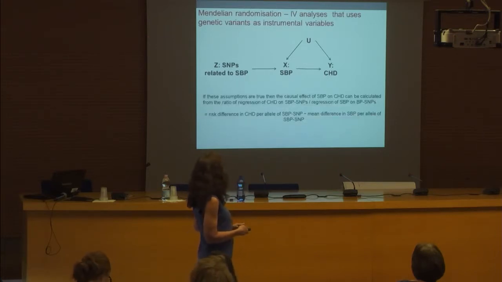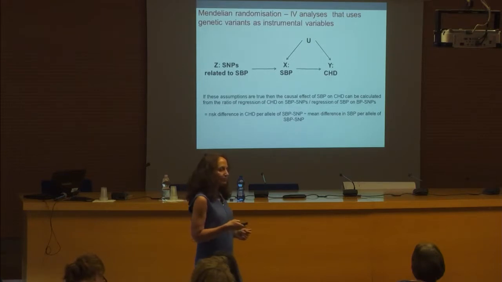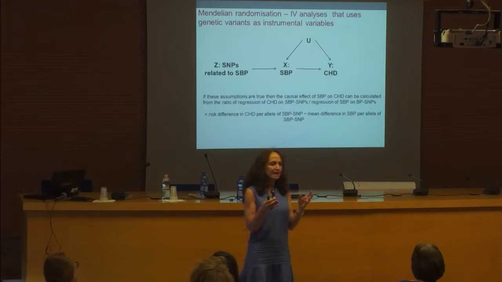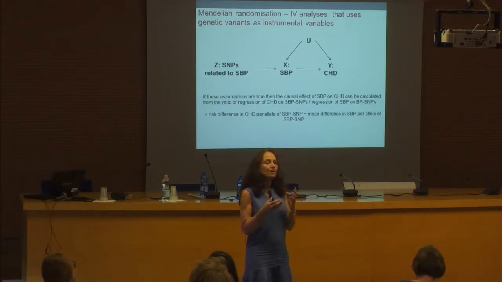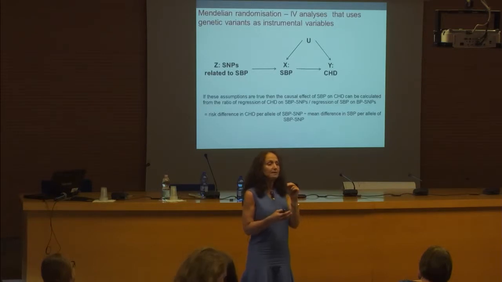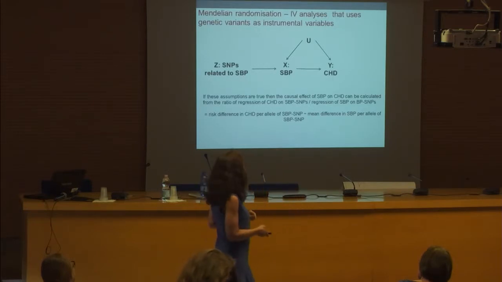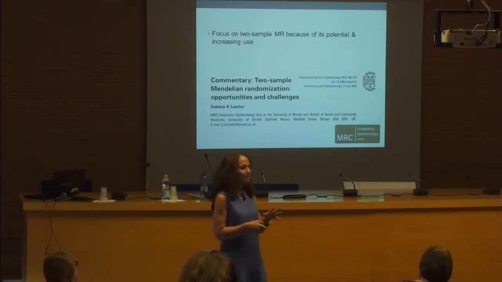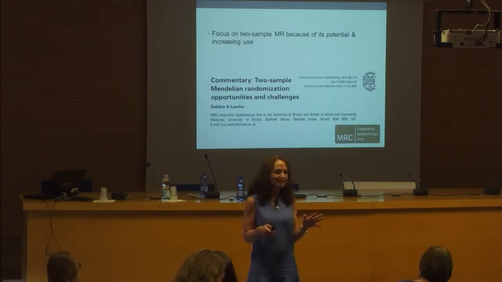Okay, and again, as with the example I started with, where we used randomization to antihypertensives as the instrumental variable, and as in the BMJ paper example, the analysis is a simple ratio. So it's dividing the association of the genetic variants with coronary heart disease by the association of the genetic variants with blood pressure.